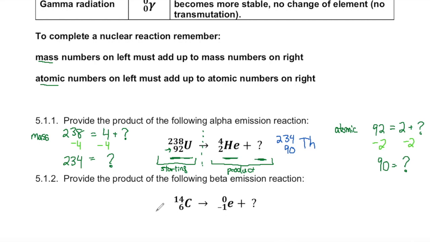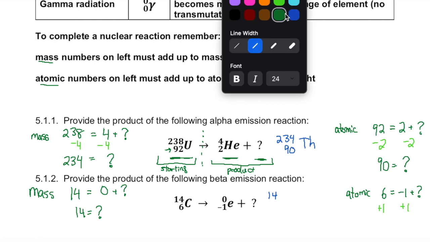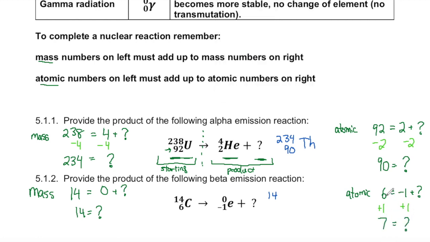Let's try this same thing with the beta emission. So for our mass numbers, we have 14 on the left. We have 0 plus a question mark on the right. So our question mark has to be 14 for that to work. Let's fill in our mass number of 14. Now for the subscripts, the atomic number, we have 6 on the left, -1 plus question mark on the right. We'll solve this by adding 1 to both sides of the equation. So we get that our question mark equals 7.